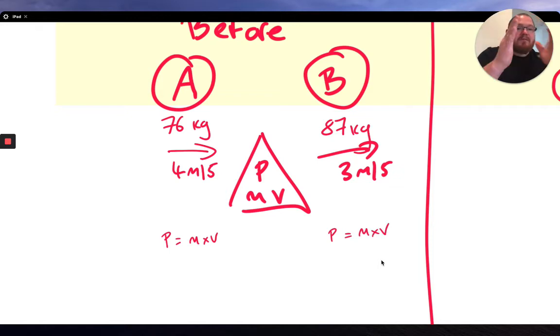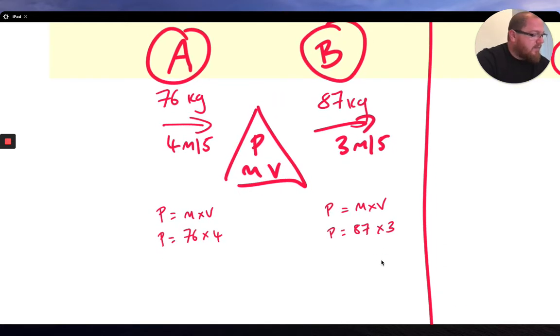Okay, so I need to do the momentum for both of them anyway. So I'm going to start plugging these figures in now. 76 times 4 on this side, it is 87 times 3. So I've got these values from there for this side, and I've got the values from there for this side.